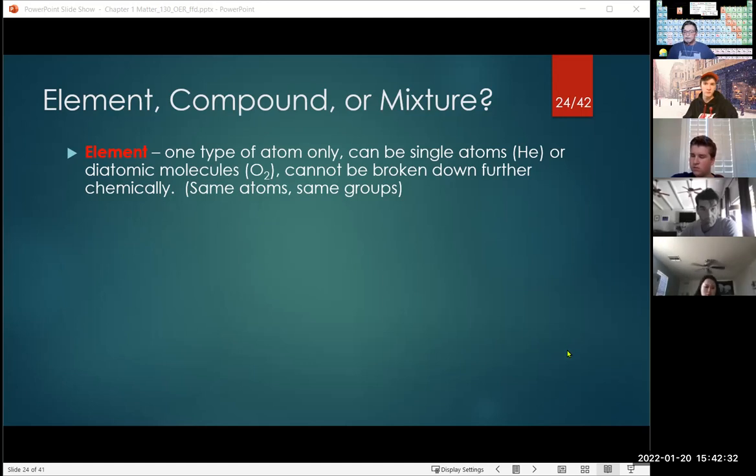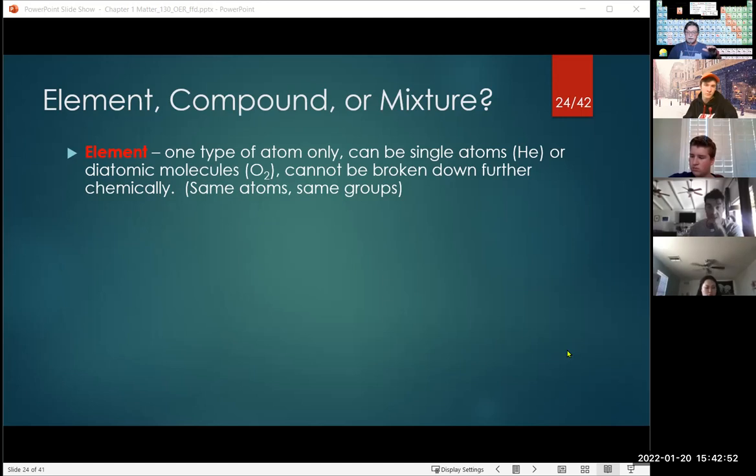And elements cannot be broken down any further. If we break an element down, we start breaking them into their subatomic particles, into the protons and the neutrons and the electrons. And so elements, that's as far as we can go.